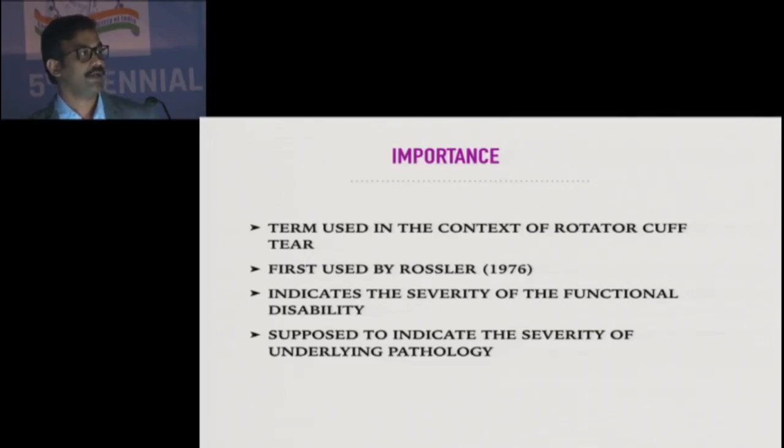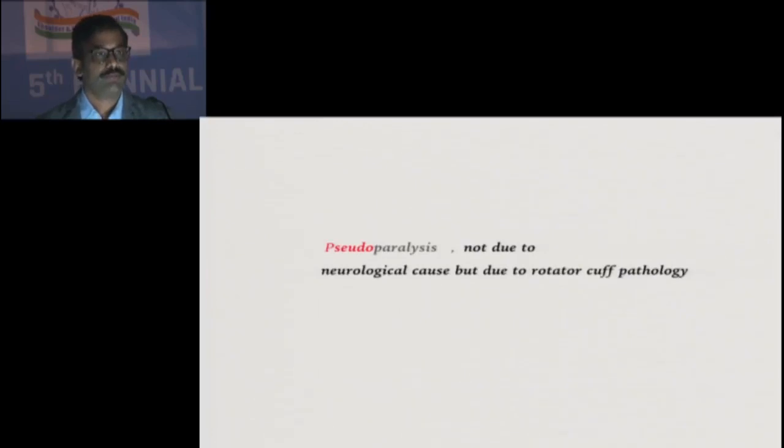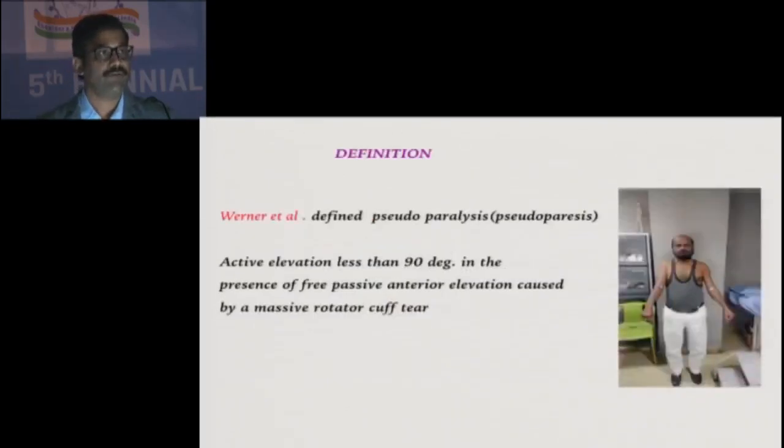It may or may not indicate the severity of the pathology, but it indicates the severity of the disability for the patient. You cannot do any overhead activity. And it is supposed to indicate the severity of the underlying pathology also. The only thing we agree on today about pseudo paralysis is the 'pseudo'. It's not related to a neurological problem, it's related to rotator cuff pathology. But apart from this, everything else is widely varied in its definition and the way it is understood.